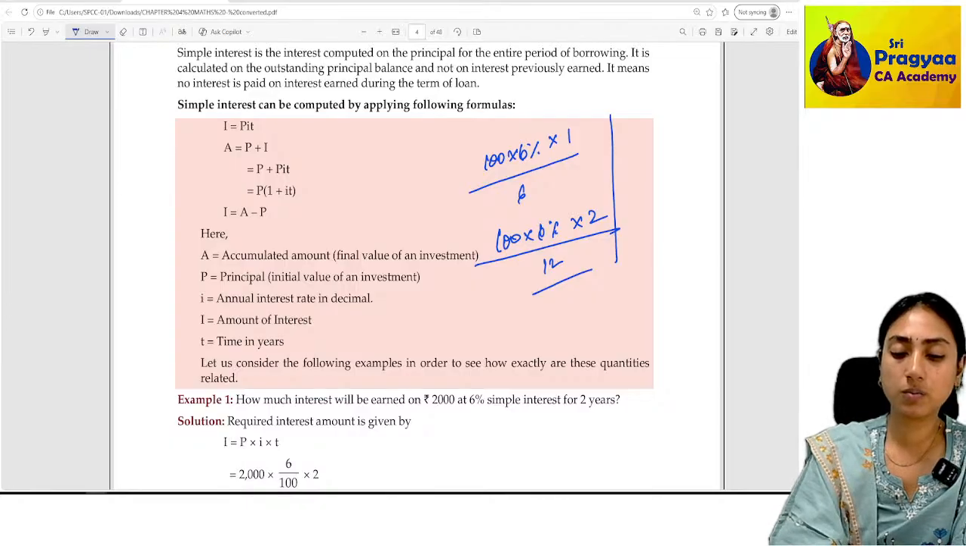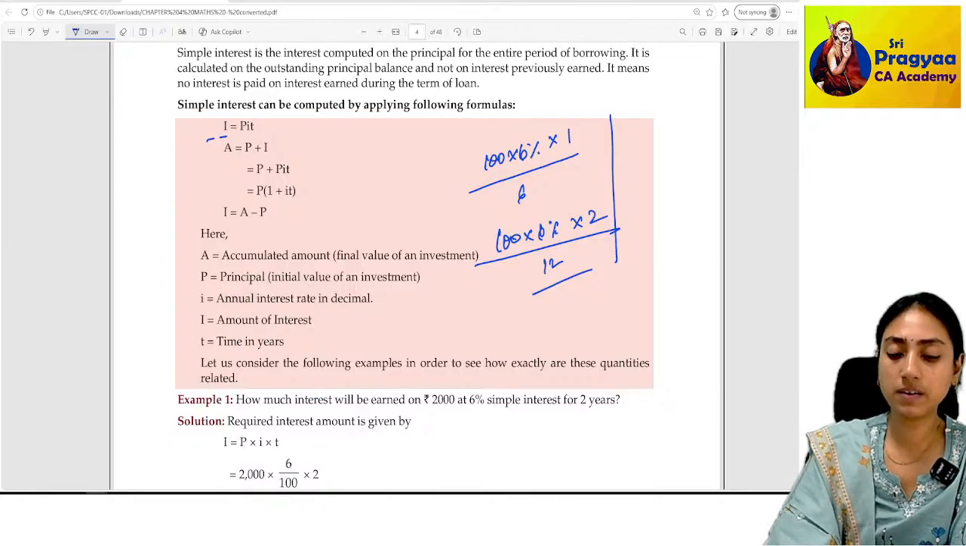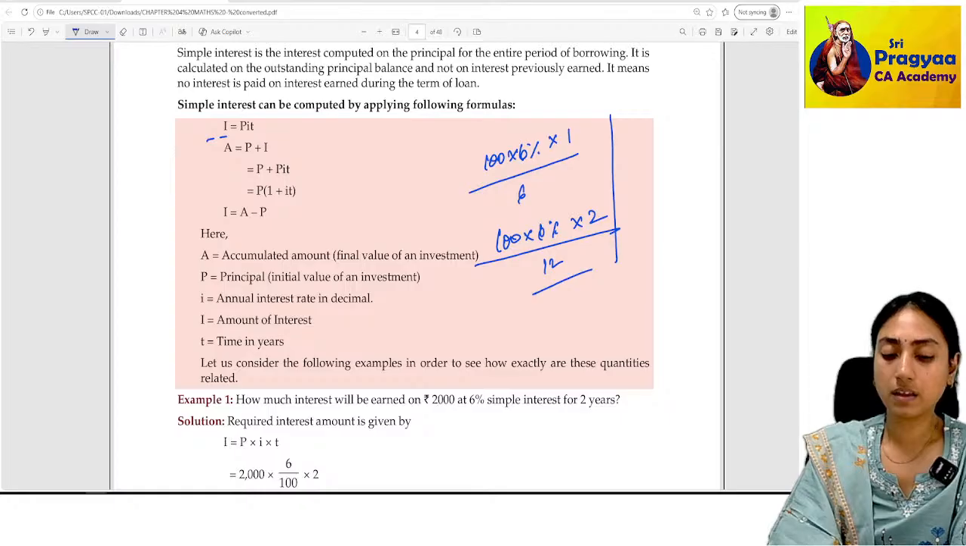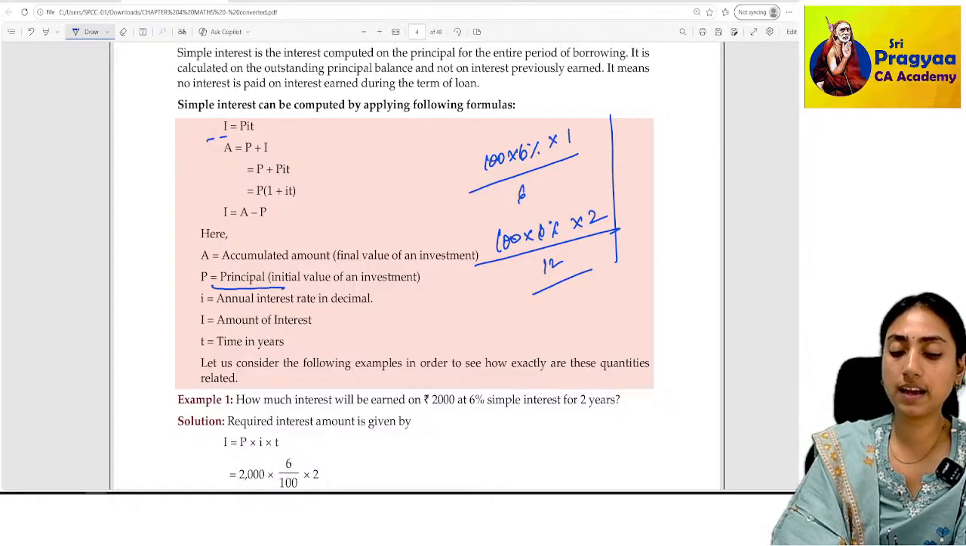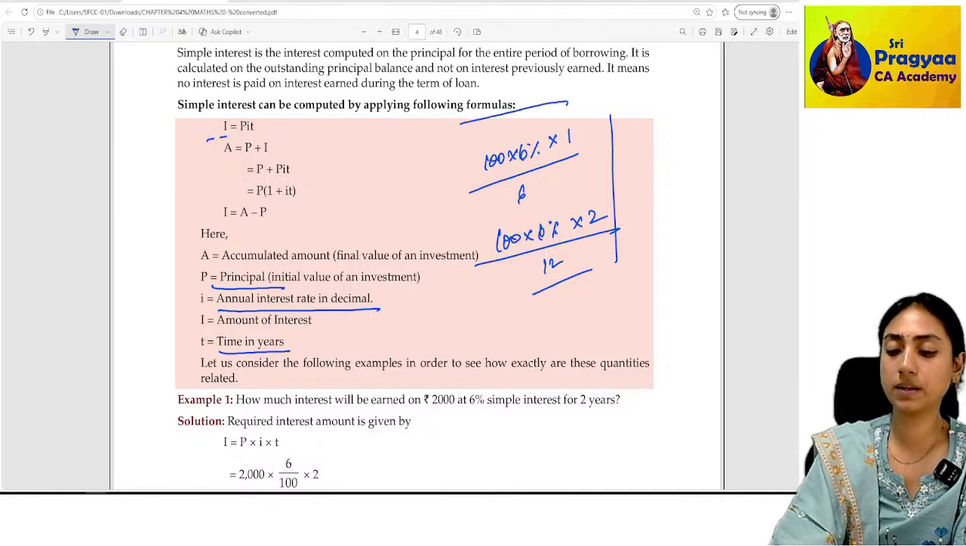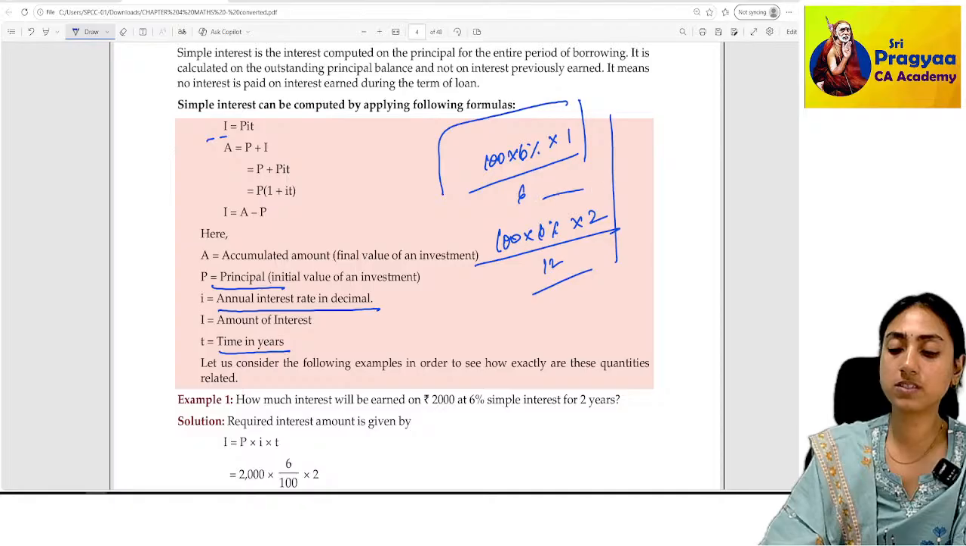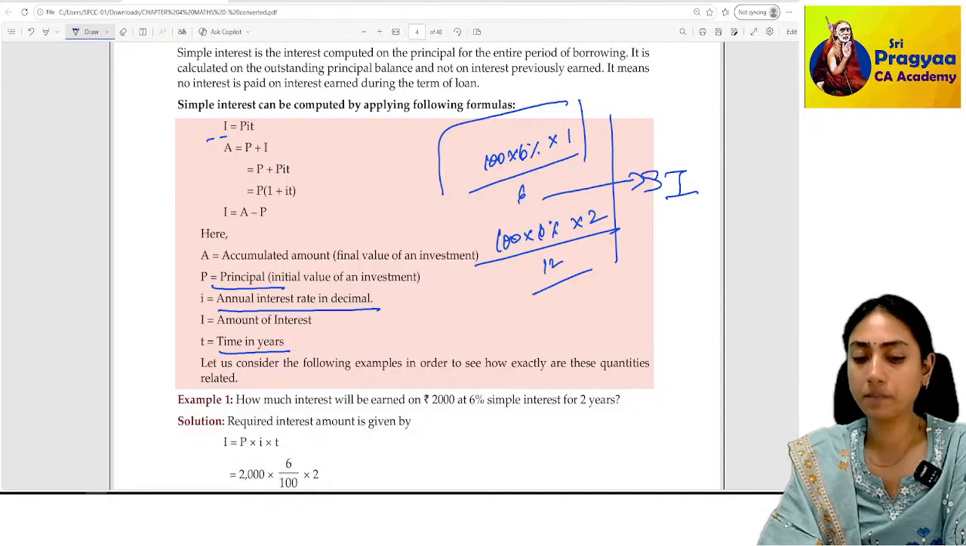So what will my interest be? My interest will be principal into annual interest rate into time. That is what I have done here. Okay, which gives me my simple interest.